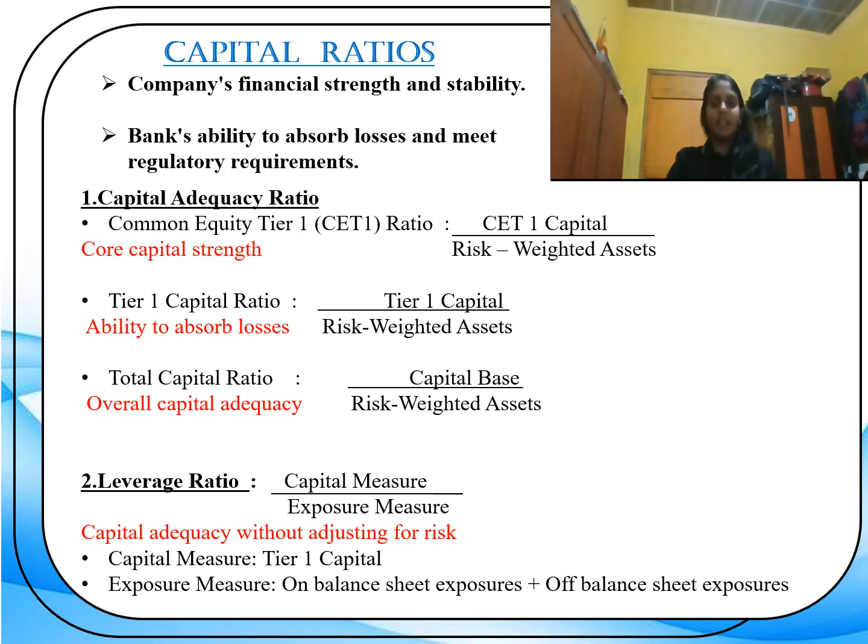The second one is the leverage ratio. Leverage ratio equals capital measure divided by exposure measure. For the capital measure, we use Tier 1 capital. The exposure measure is the on-balance sheet exposure. This is the end of this slide. I want to invite Tharushi to continue our presentation. Thank you so much.